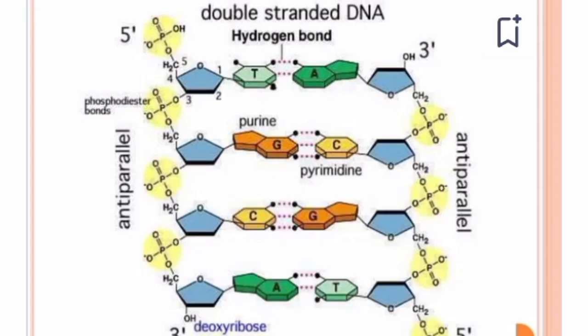DNA strands are anti-parallel. So next we can see the conformation of DNA as a double helix, that is, the variation in the conformation of the nucleotides.